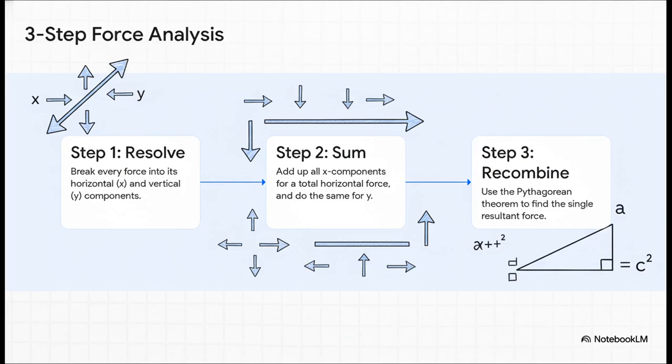First, you break every single force down into its simple up-down and left-right pieces. Then, you add up all the left-right pieces and all the up-down pieces. And finally, you combine those two totals to find one single resultant force that does the job of all the others combined.